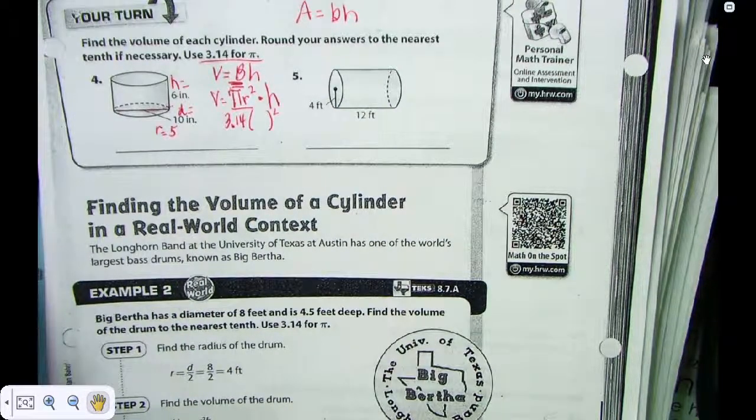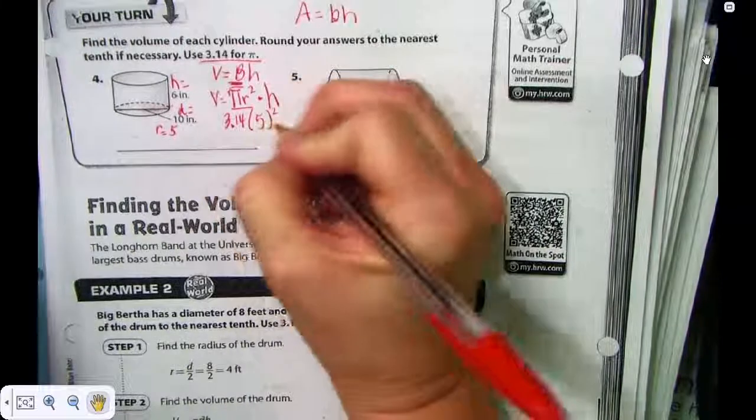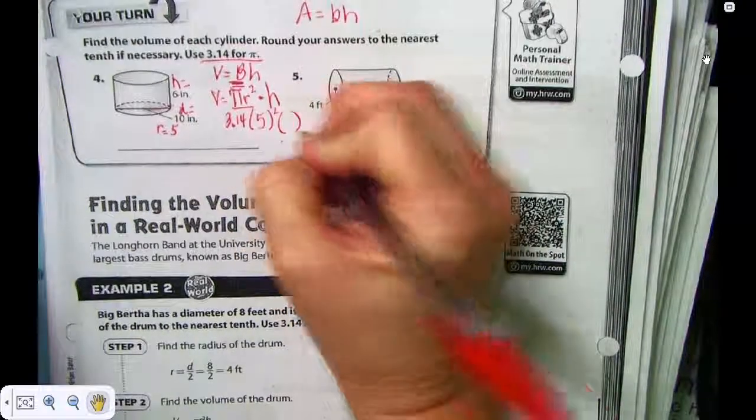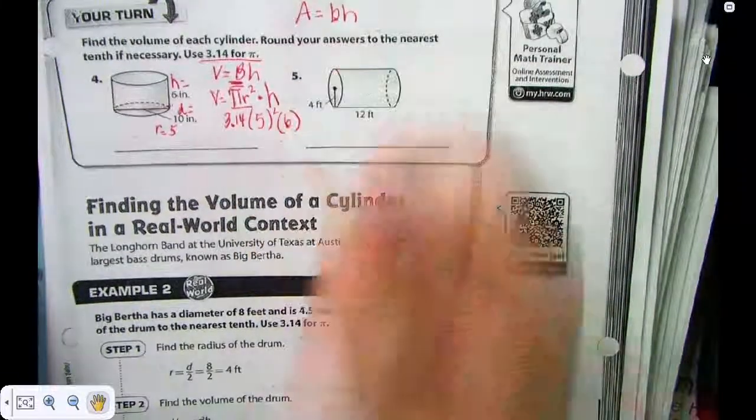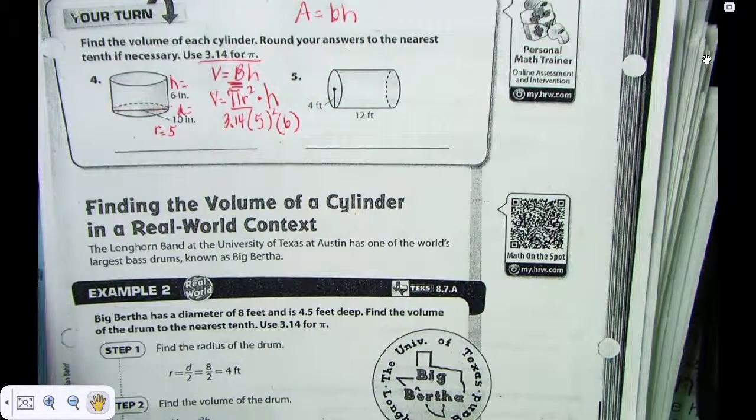I need you to label. So then I'm going to go 5 squared times, and what's the height? Guys, if you write down the formula correctly, you're not going to miss it. You're not going to miss it. So then all you have to do is multiply on your calculator.